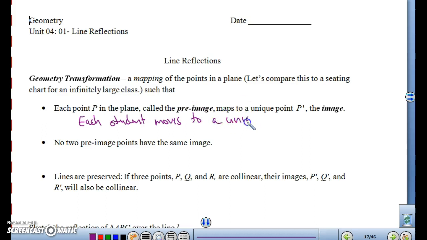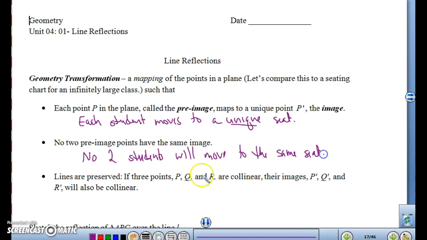And it's a unique seat. They're all going to move to a different place, and nobody's going to move to the same seat at the same time. So no two pre-image points have the same image. You can't have two students move to the same seat. If you move the students around, you can't put two students in the same seat. Everybody's going to have their own seat.